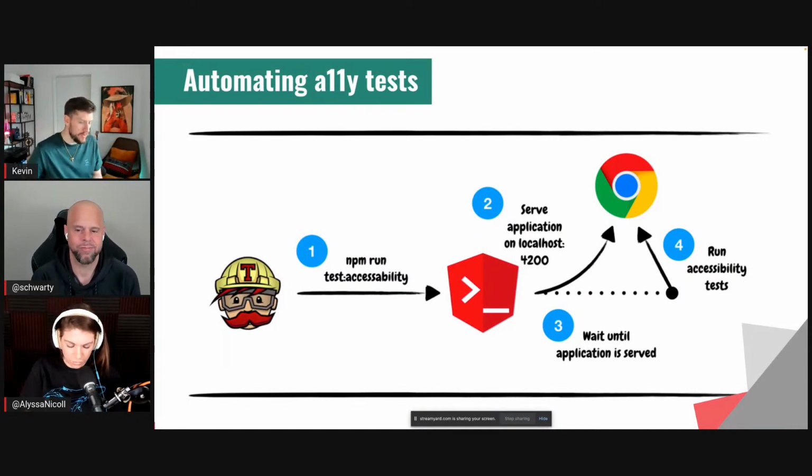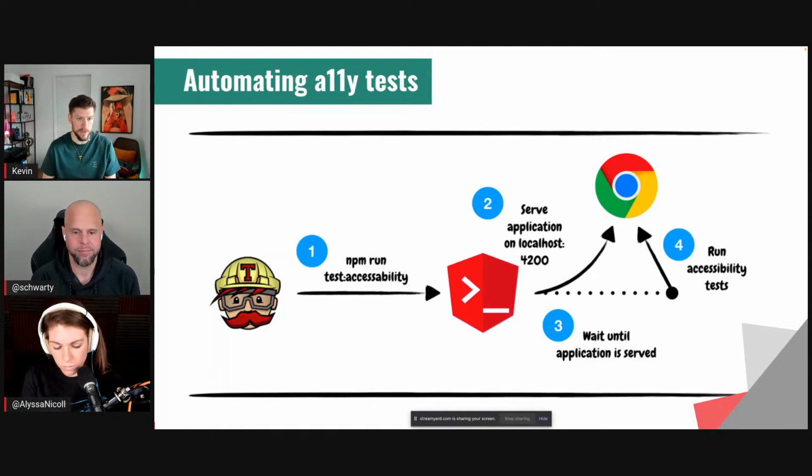For open source projects, I use Travis a lot. But it could also be GitLab or whatever you use. And that CI will then just run some scripts, for example, test accessibility. What we need to do is first serve up our application on port 4200.